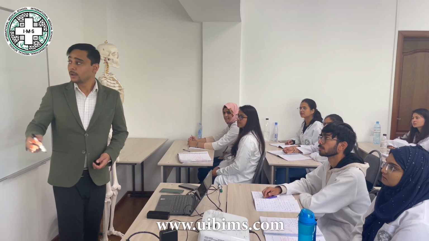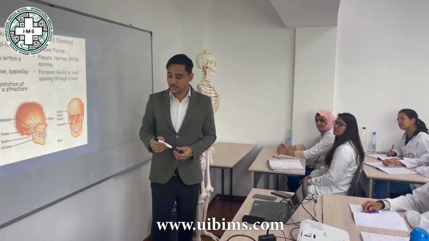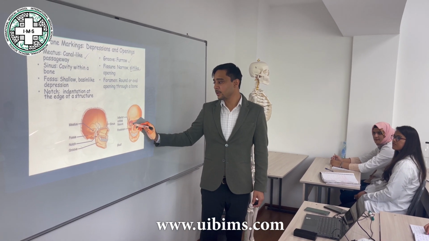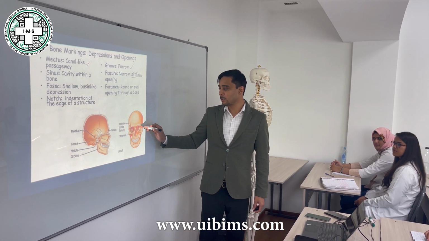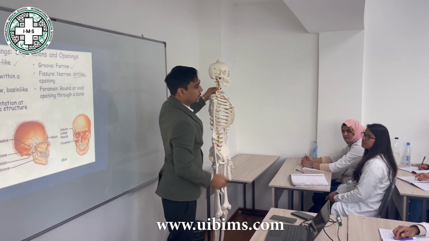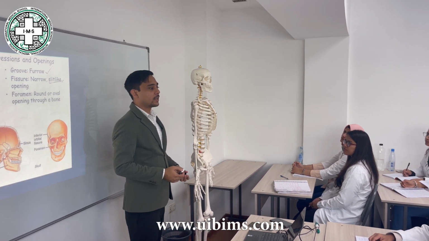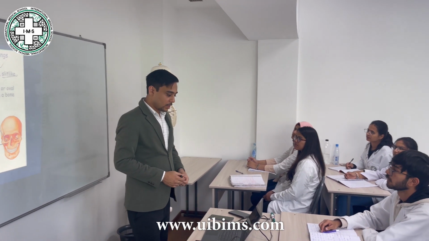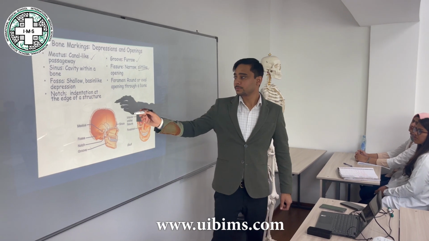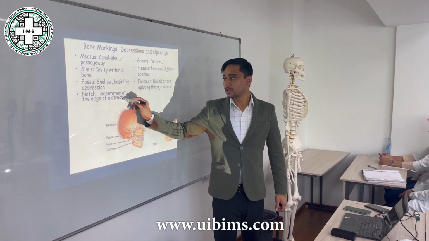Groove was already explained to you. Fissure is a slit-like opening. You see there is an inferior orbital fissure in the orbit. Inside this there is a fissure, a slit-like structure. Now notch. What is notch? Anyone? Notch. Edge. Yes, edge.